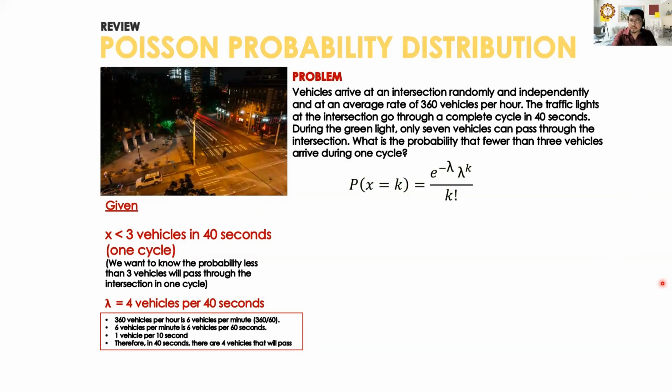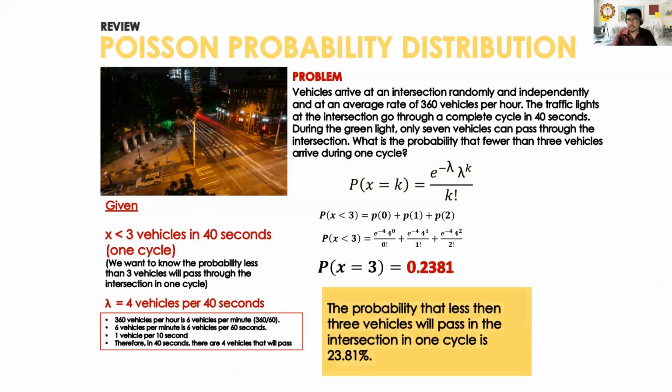So therefore, in 40 seconds, 4 vehicles pass in the intersection on average. So in 10 seconds, there is 1 vehicle. In 20 seconds, 2 vehicles will pass. In 30 seconds, 3 vehicles will pass. And then in 40 seconds, 4 vehicles will pass. Therefore, our lambda here should be 4 vehicles per 40 seconds.